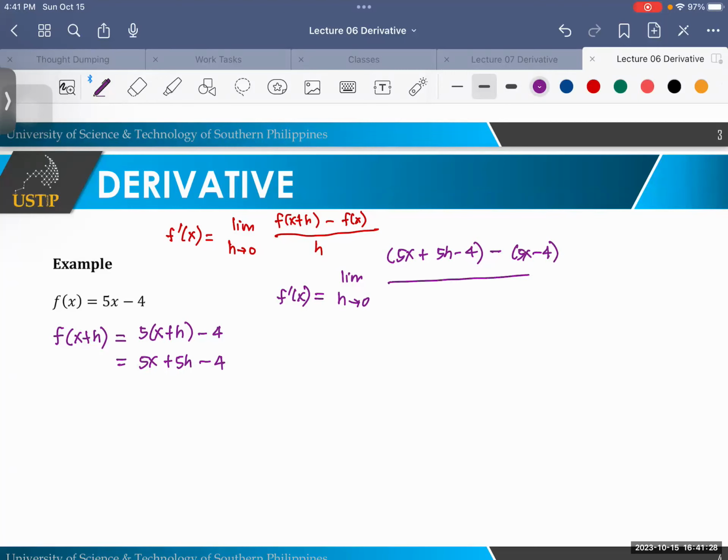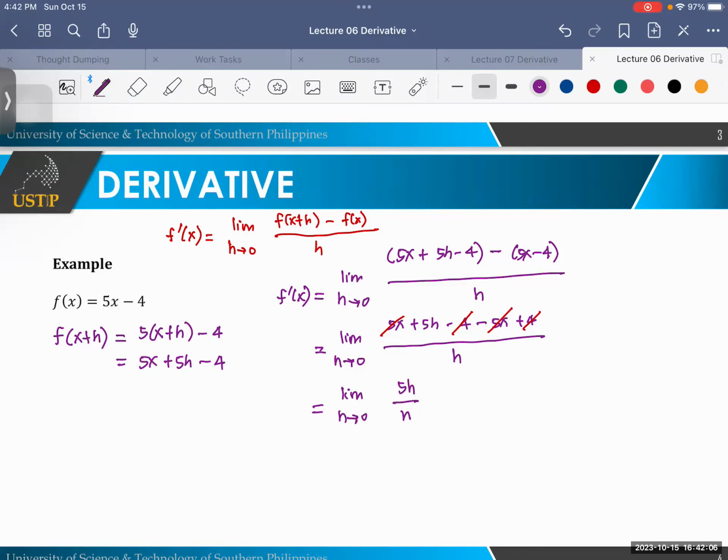Okay? All over h. Rewrite the limit, class, since we haven't substituted the value of h yet, right? So we'll simplify. We'll have 5x plus 5h minus 4 minus 5x plus 4 all over h. So we can cancel here. We have 5x minus 5x, which is 0. We have negative 4 plus 4. So that leaves us with 5h over h.